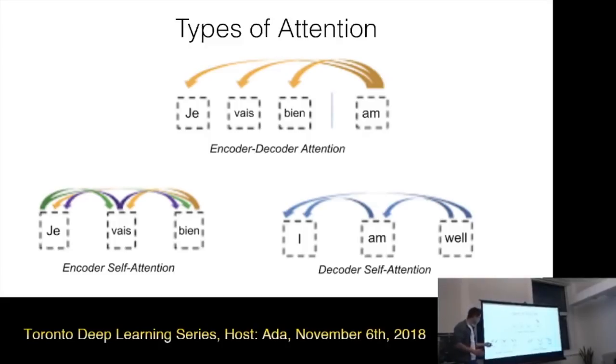In the encoder, you see here that all three words can learn relationships with all the other words. Je vais bien can learn any of the connections here. I just want to let you think, this looks like something that's roughly bidirectional. Keep that in mind.